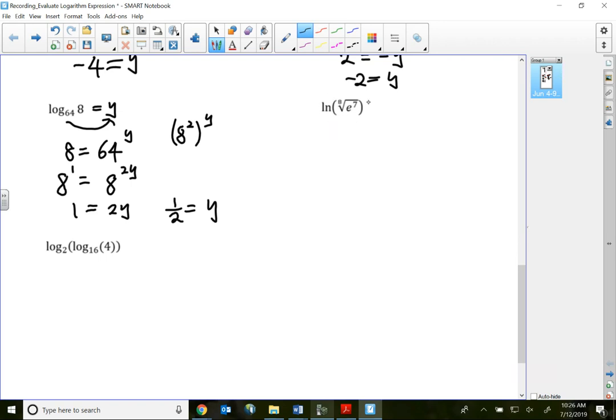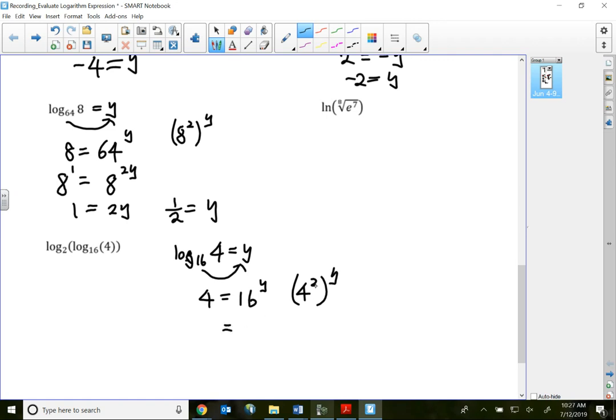I'm going to do the natural log here last. So let me do this one real quick. Let's do what's inside the parenthesis here. Log with a base 16 of 4. Set it equal to y. Move my 16 over. That's 4 equal to 16 to the y power. So I'm going to make my 16 into a base 4. So 16 can be rewritten as 4 squared, still to the y power.